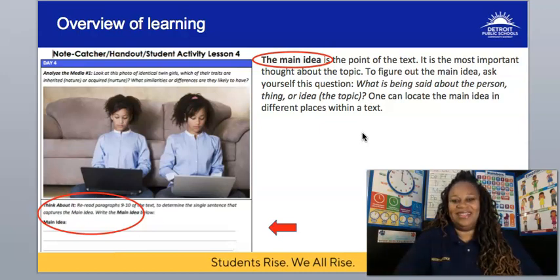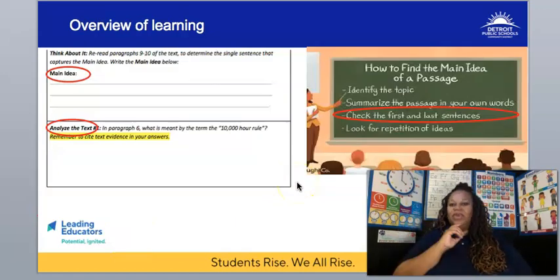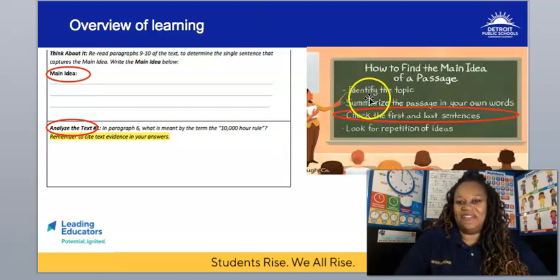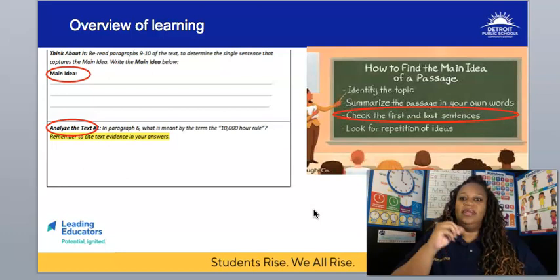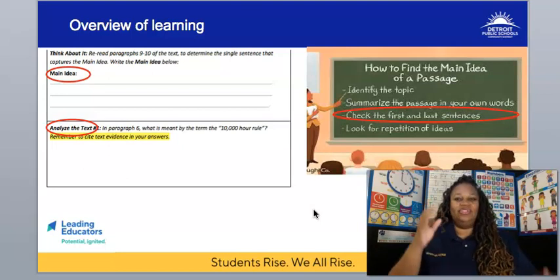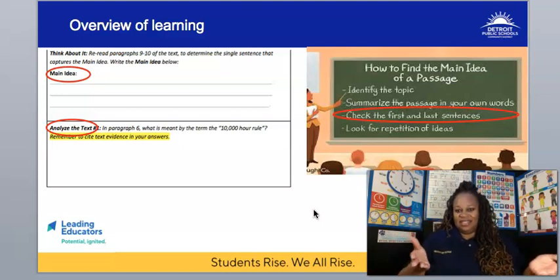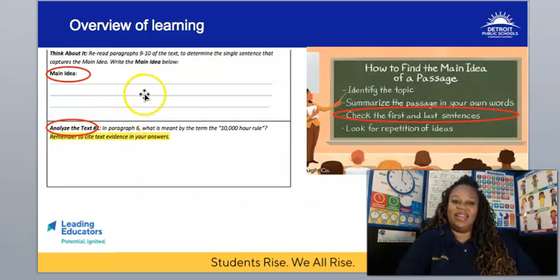So in our modeling today, we will review how to find the main idea, and then you can think about it, reread certain sections of our text, and record your main idea here. Now, as a reminder, how to find the main idea of a passage. You start off by identifying the topic. Then you summarize the passage in your own words. Check the first sentence, check the last sentence as well, and then you should always look for repetition of ideas. These are the clues that help you to know where the main idea is located in the text.